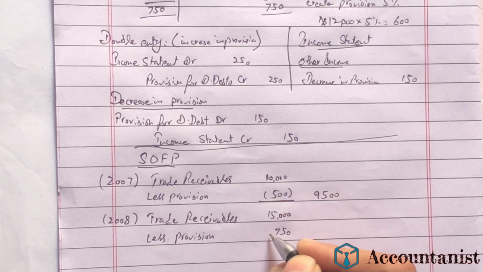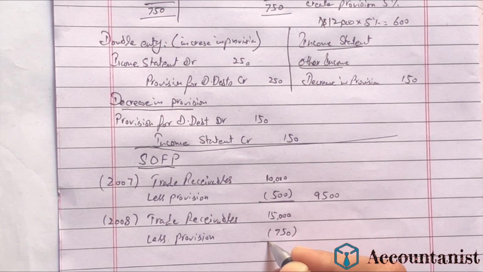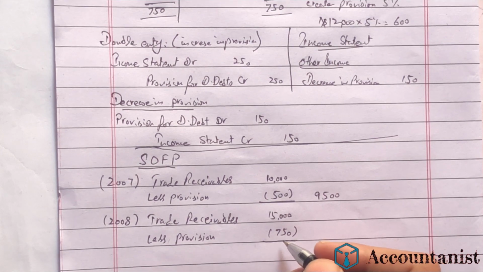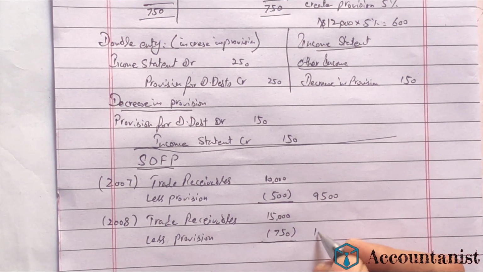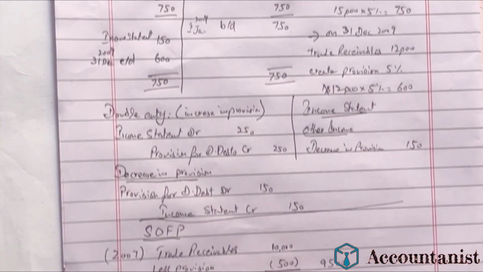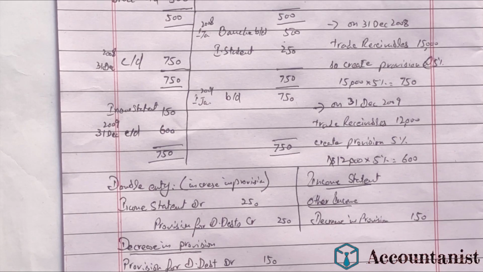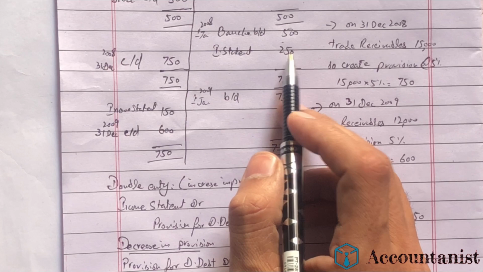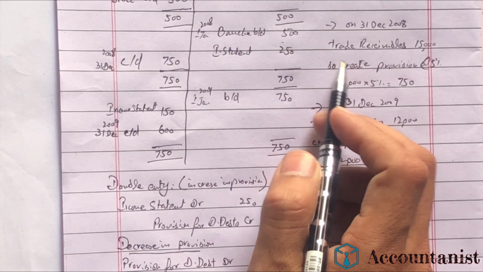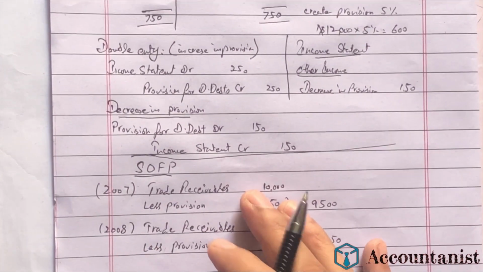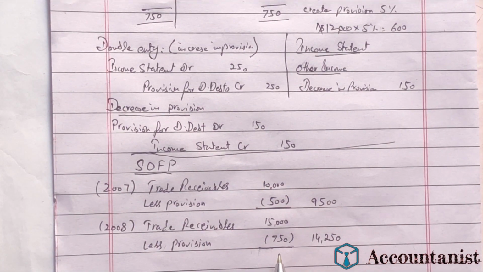Again, you have noticed I have not deducted the increase amount of the provision. So once we deduct this, we will end up with 14,250. The thing that I would like to show you here is that the increase in provision was 250. This balance will go to the income statement. It will not be recorded in the SOFP. So in the SOFP we always record the closing balance of the provision for doubtful debts.